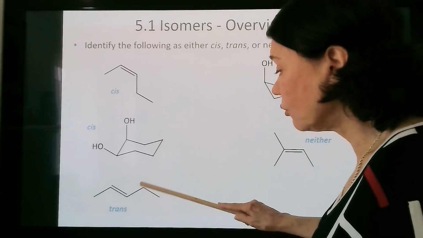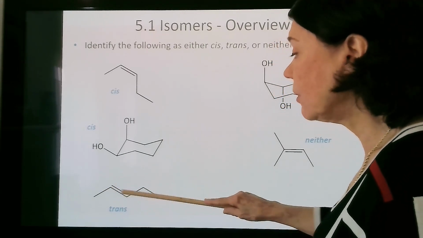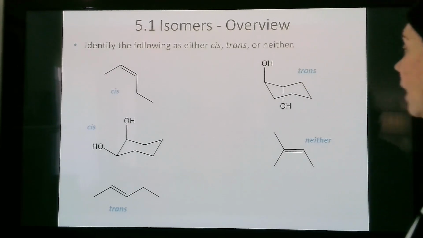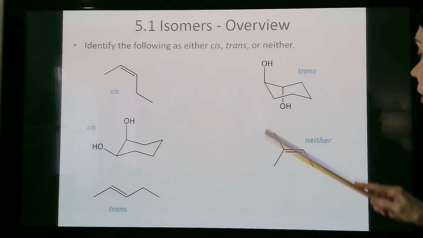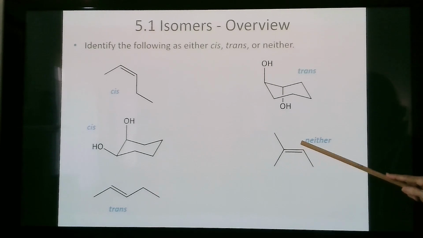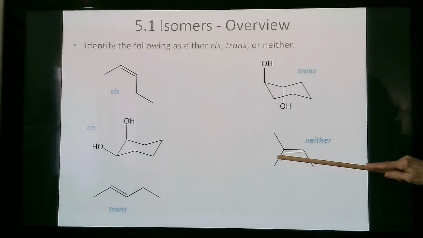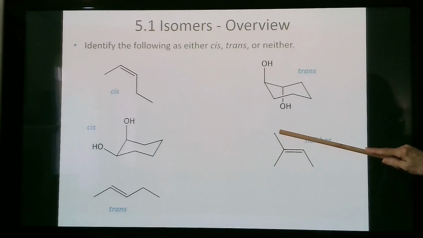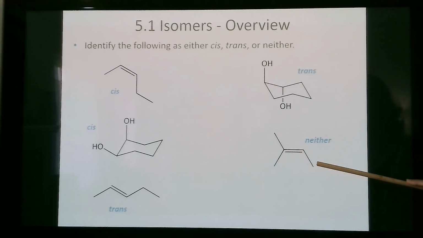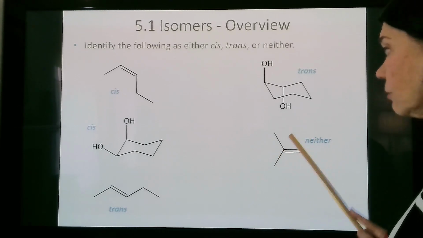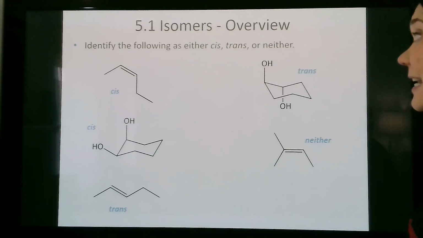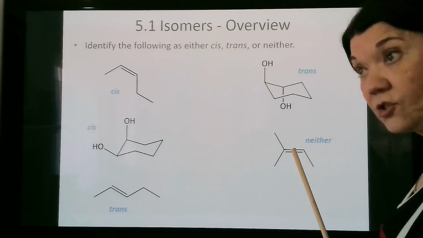Here you see that the two alkyl groups are on opposite sides of the carbon-carbon double bond. So this is a trans stereoisomer. Here the groups are on opposite sides of the ring. This is trans, and here this is neither, because these two groups are the same, and so they're equivalent. So this methyl group is cis to one methyl group and trans to the other methyl group. So there are no isomers here in this one. So this one would be categorized as neither. This one does not have another stereoisomer.